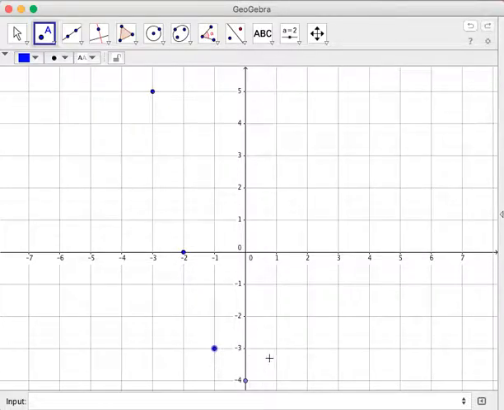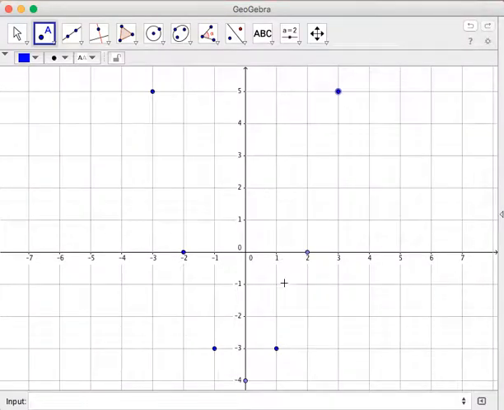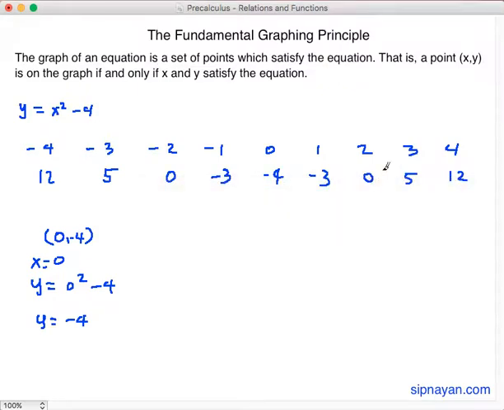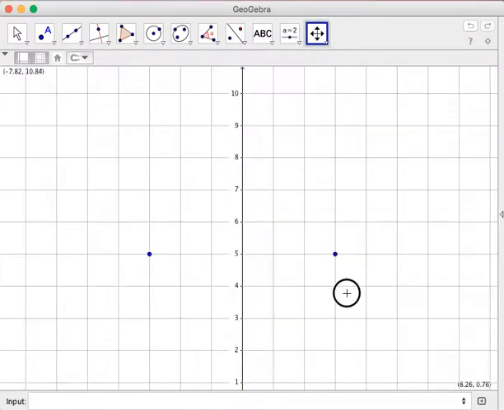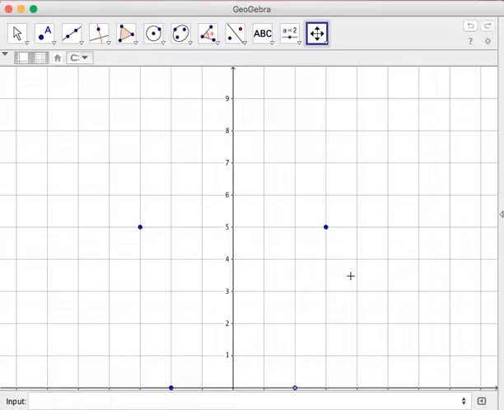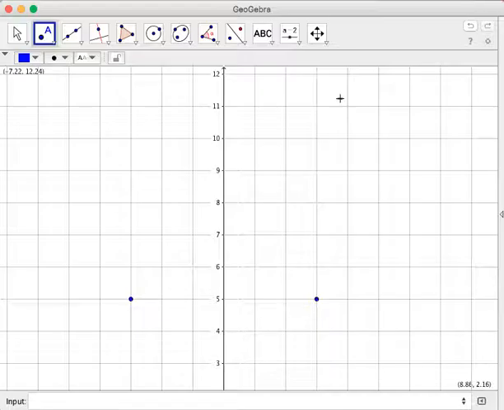And I think since this is a parabola, this is also symmetric. So nandito yan, and somewhere here. So this is (1, negative 3). This is (2, 0). And this is (3, 5). And of course, (4, 12). Nasa taas na yung (4, 12). So, somewhere here. Symmetric din yan, no? So, yan yung kanyang graph.